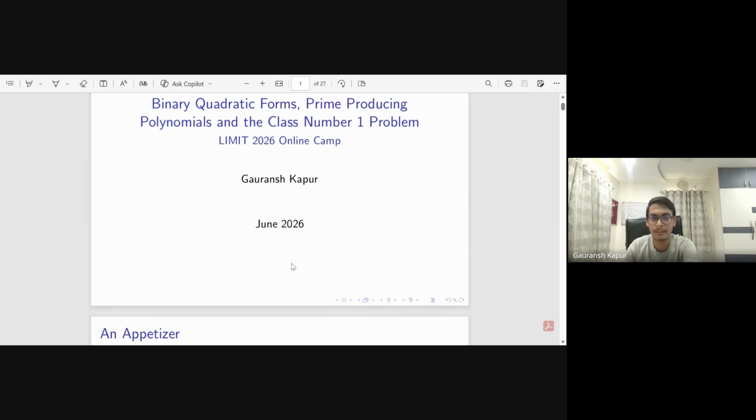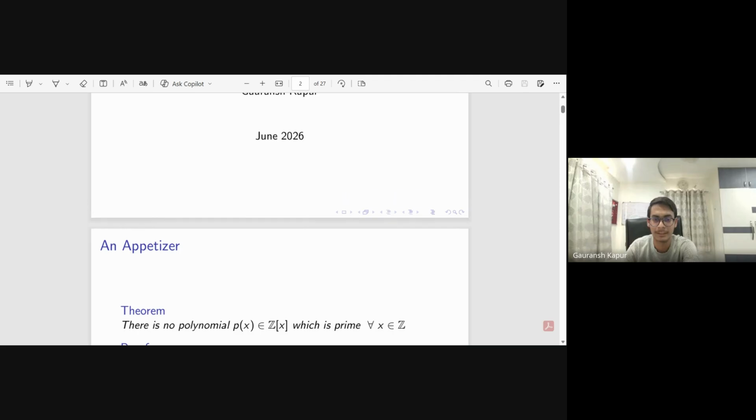Before we go into any major theory, let's begin with a simple exercise. This is a theorem which states that there is no polynomial p of x with integer coefficients which outputs prime values for all integer inputs. Would anybody like to suggest how we can try to prove something like this?